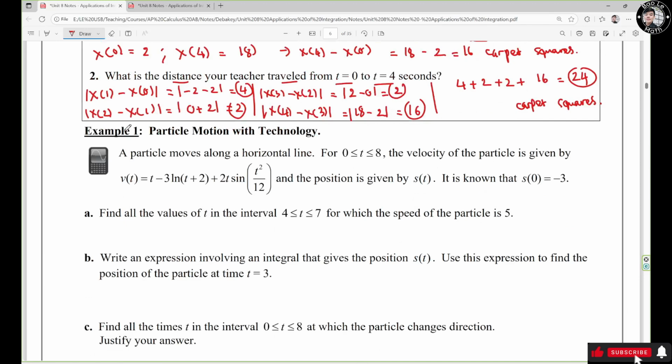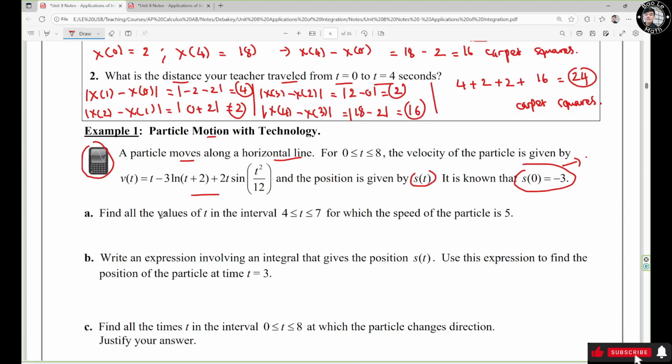Now let's take a look at example number 1 right here. Particle motion with technology. This one is calculator active. A particle moves along a horizontal line for t from 0 to 8. The velocity of the particle is given by v of t equals this expression, and the position is given by s of t. It's known that s of 0 equals negative 3. So this one is the starting position.